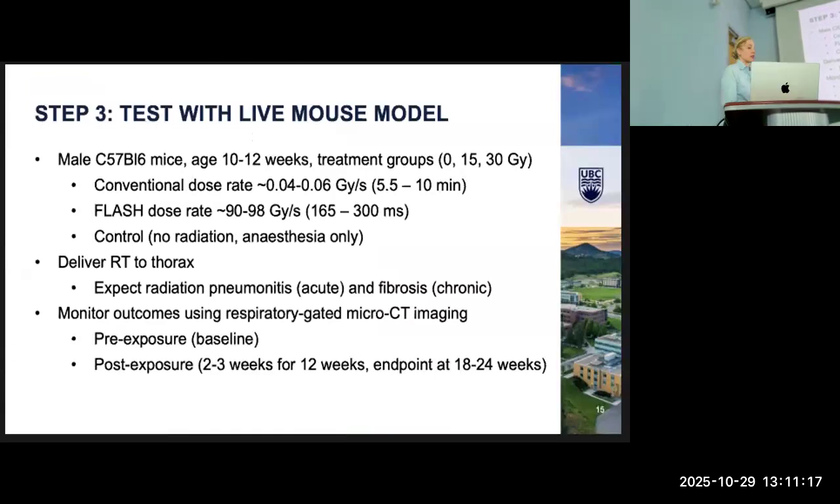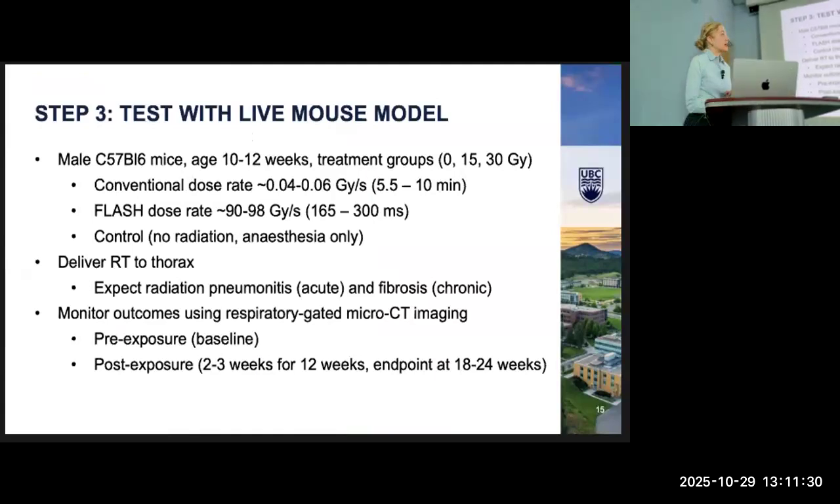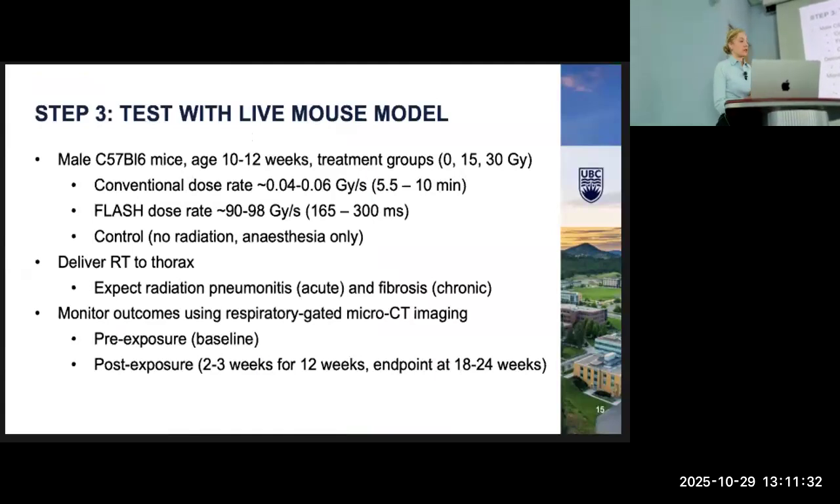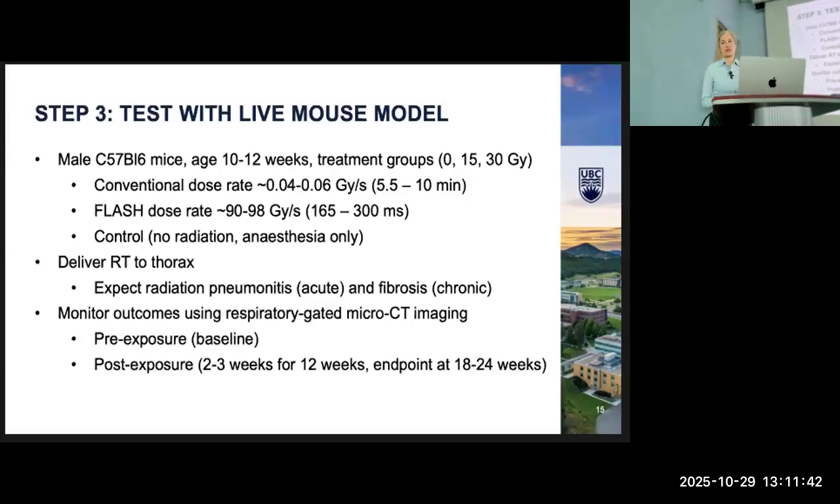Then we had to test it with our live mouse model. We came up with a couple of different prescription doses. We had a 0 dose group, which is our control. They only got anesthesia, no irradiation. Then we had 2 treatment groups: one got a 15 gray and the other one got a 30 gray prescription dose. Each of those prescription doses was split into 2 groups, so half of the animals got the conventional dose rate and half of them got the flash dose rate.